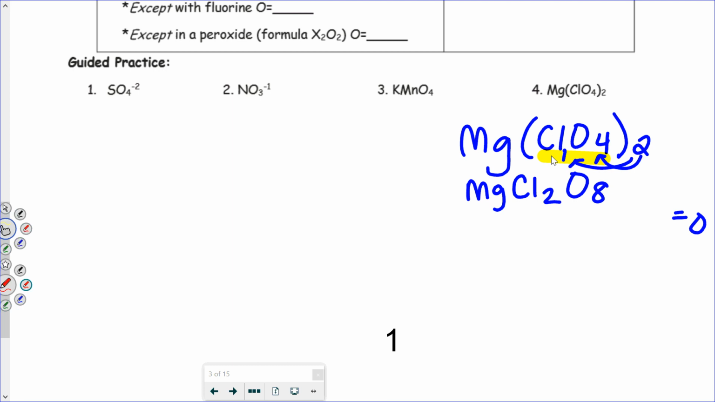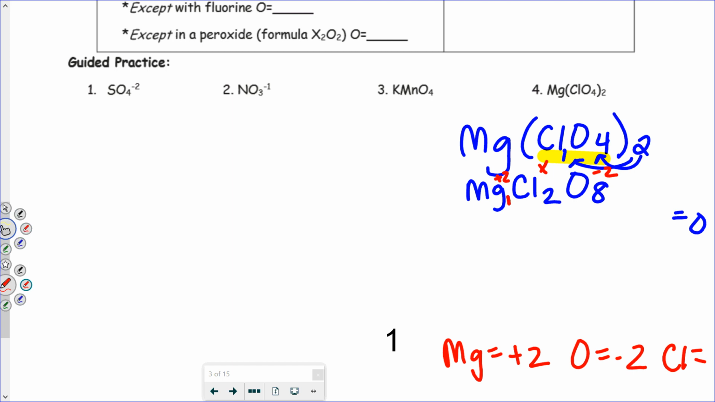Take a look at magnesium. It's in group 2, its charge is +2. So +2. I take a look at chlorine. There's 4 different charges. So I'm going to put an X for chlorine because I don't know what that is yet. And then oxygen is -2. So I already know magnesium is +2. I know oxygen's charge is -2. It's really the chlorine that I have to solve for. All right, and they all have to add up all the charges to 0.